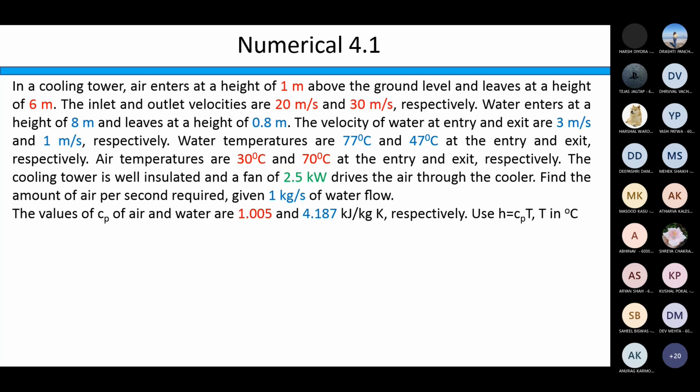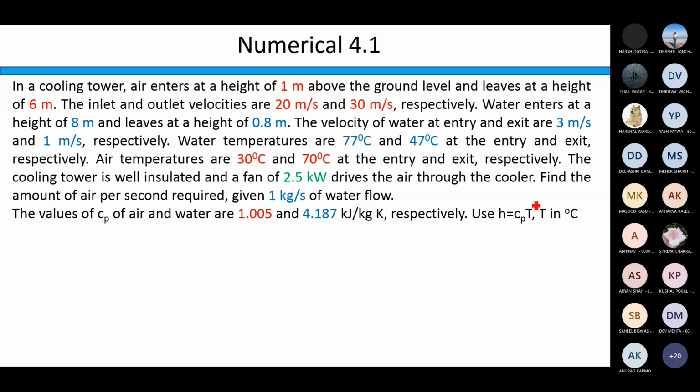Now the specific values of Cp for air and water are given. For air it is 1.005 kilojoule per kg K. Please note down this unit is given in kilojoule per kg, whereas here we will use the quantities in joule per kg. Remember this. So I should use 1005, not 1.005. Then for water it is 4.187 kilojoule per kg K, means 4187 joule per kg K respectively.